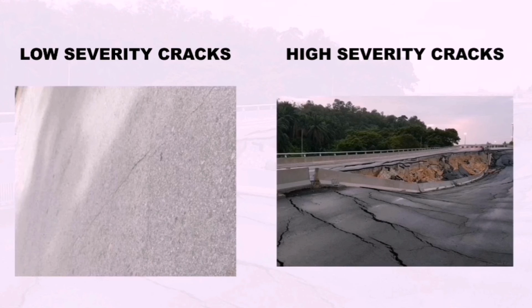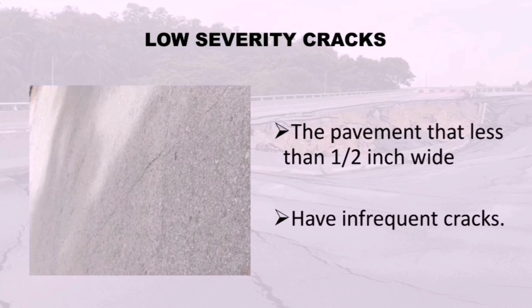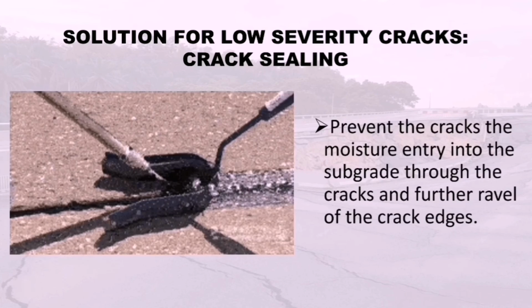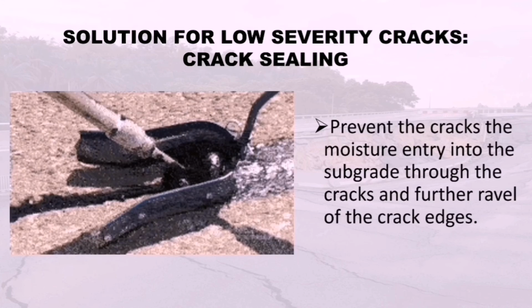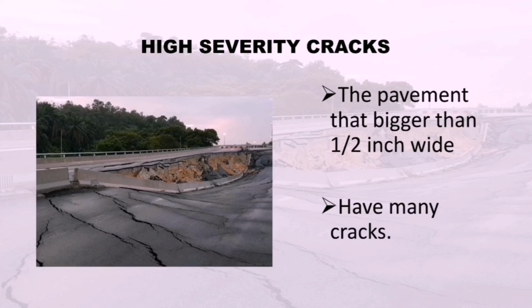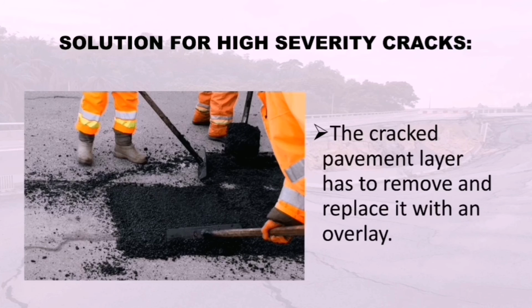Next, there are two solutions for transverse cracks for two conditions, which are low severity cracks and high severity cracks. The low severity crack is where the pavement is less than 1/2 inch wide and has infrequent cracks. It can be sealed to prevent the cracks, as moisture enters into the subgrade through the cracks and further erodes the crack edge. Then high severity cracks are bigger than 1/2 inch wide and have numerous cracks. To fix it, the cracked pavement layer has to be removed and replaced with an overlay.